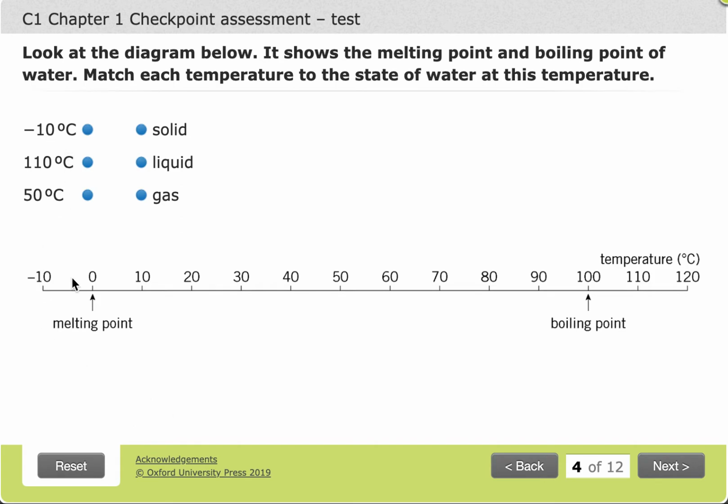Let's look at the first one, minus 10. Minus 10 is to the left of the boiling point. Oh, sorry, the melting point. We know that in melting we go from solid to liquid, which means at minus 10 we are in the solid state.